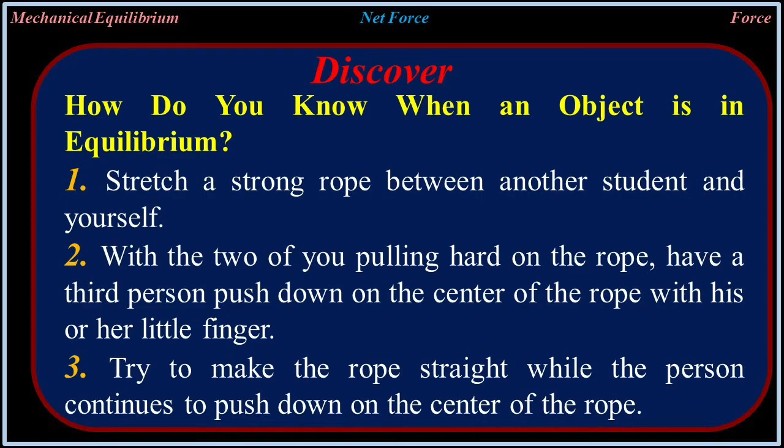1. Stretch a strong rope between another student and yourself. 2. With the two of you pulling hard on the rope, have a third person push down on the center of the rope with his or her little finger. 3. Try to make the rope straight while the person continues to push down on the center of the rope.